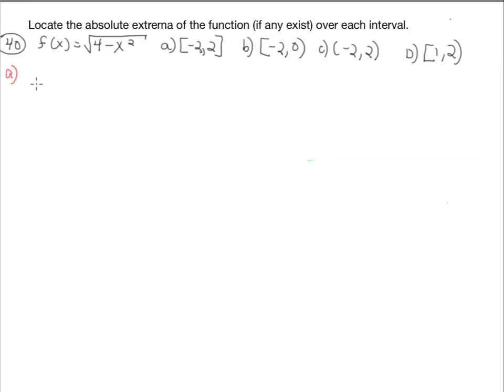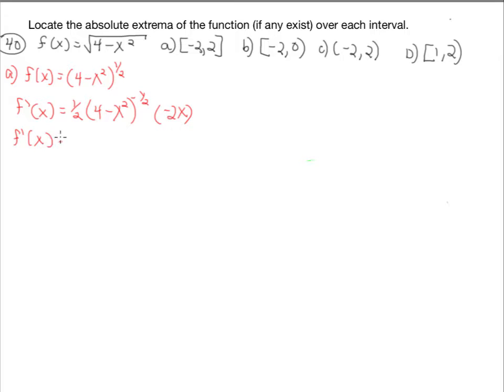Let's look at example 40. We have f of x is equal to the square root of 4 minus x squared. So we're going to start by finding the derivative of this function. Now remember, when you do this derivative, don't forget to do your chain rule and multiply by the derivative of the inside, which is negative 2x.